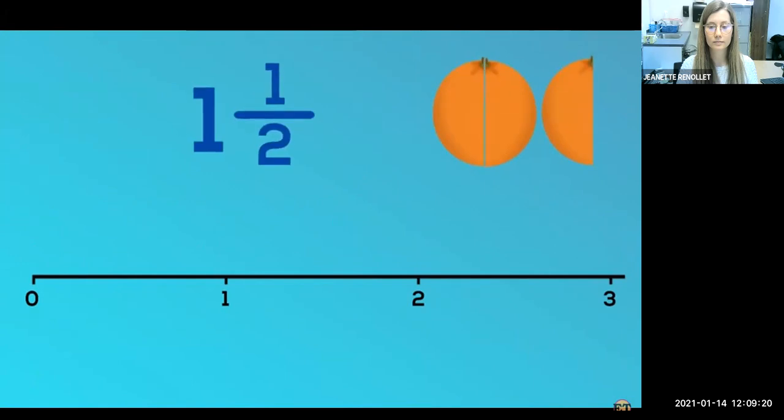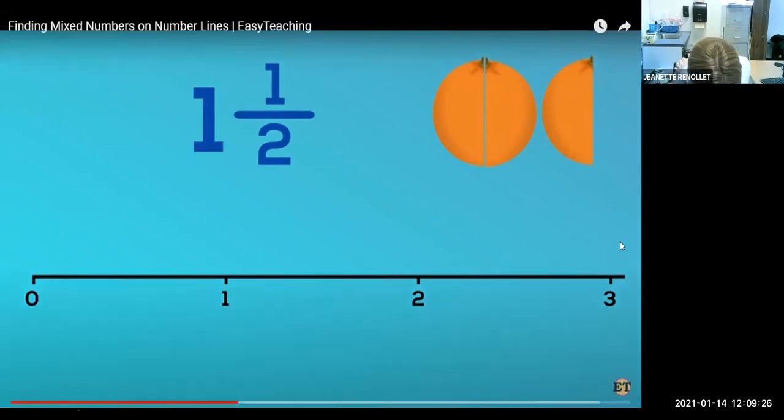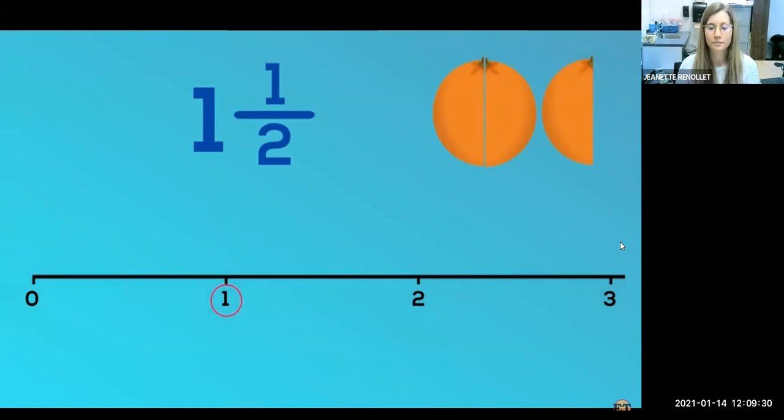Here's our mixed number from before. It shows 1 whole. Let's find 1 whole on our number line. Here it is. But we're not quite finished, because this is a mixed number, and as well as the 1 whole, it has 1/2. We're going to take the next whole, between 1 and 2, and divide it into 2 equal parts. On our number line, we have found 1 and 1/2, or 1.5.